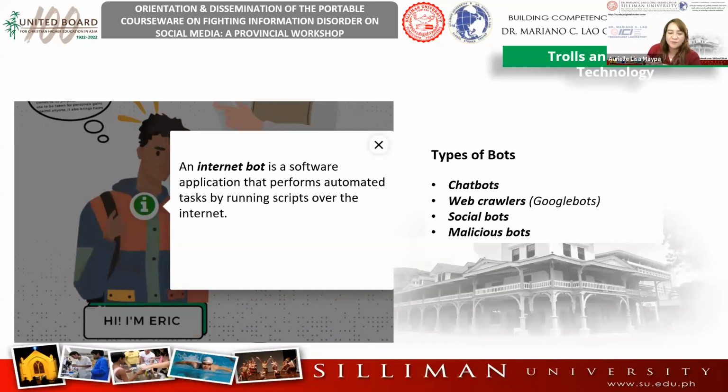If we say web crawlers, these are the Google bots. When you search online on Google, let's say you search for the meaning of internet bots, the web crawlers will be the ones to search all the websites related to whatever you are typing in Google. So they are what we call Google bots. Okay?